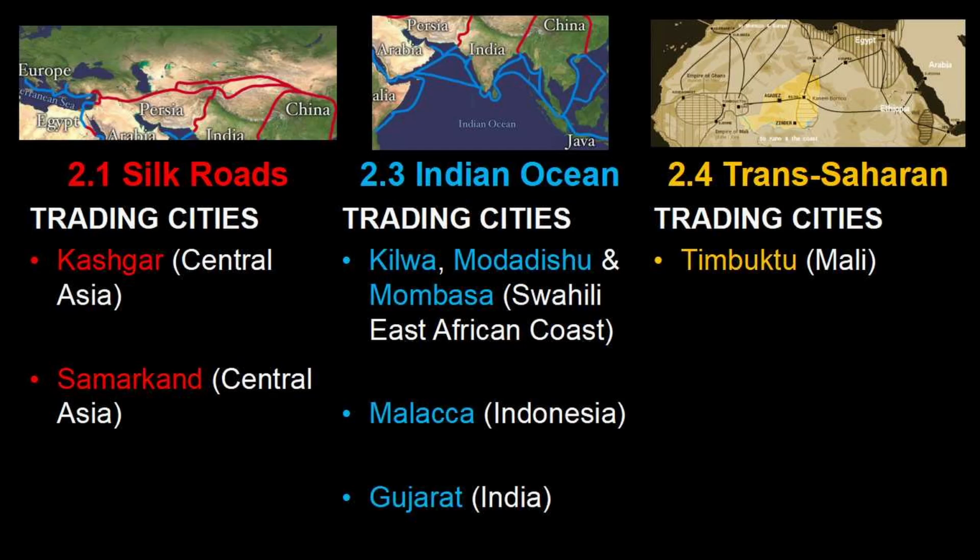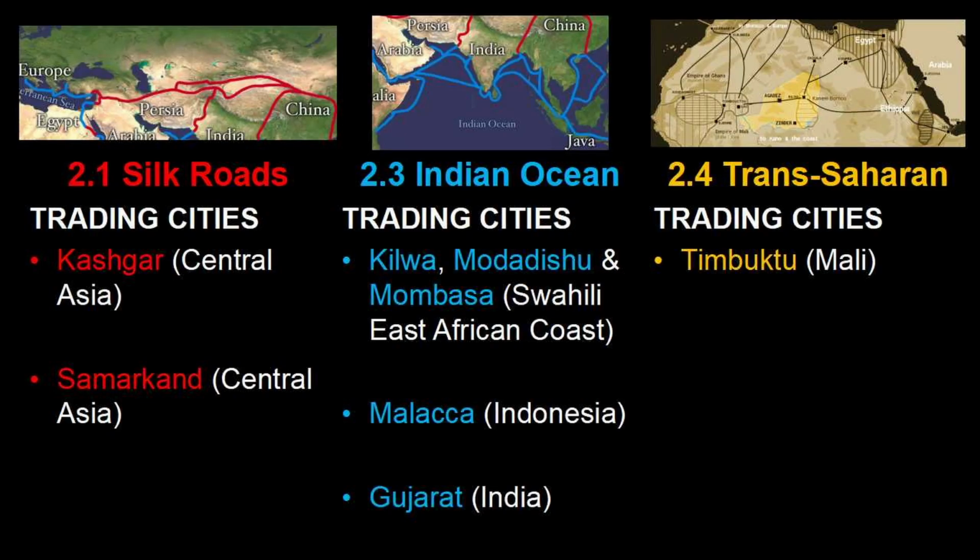The College Board wants us to know that both the Indian Ocean trade routes and the Silk Roads led to the growth of powerful trading cities. For example, the Central Asian cities of Kashgar and Samarkand on the Silk Roads, the Swahili coasts of Kilwa, Mogadishu, Mombasa, Malacca in Indonesia, Gujarat in India, all on the Indian Ocean. Trans-Saharan trade also leads to some nice cities too. Timbuktu in Mali, for instance.